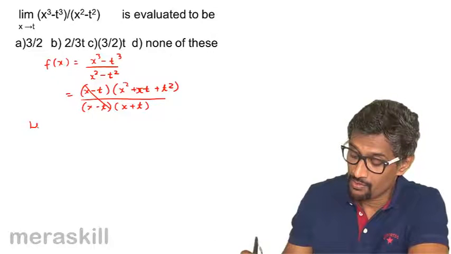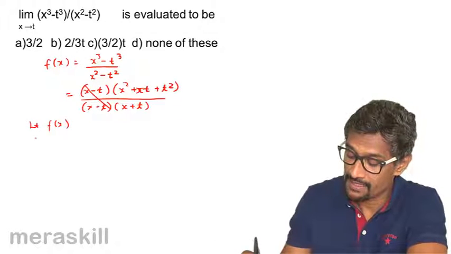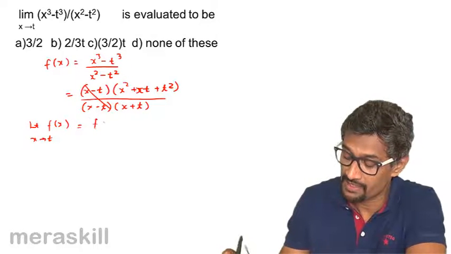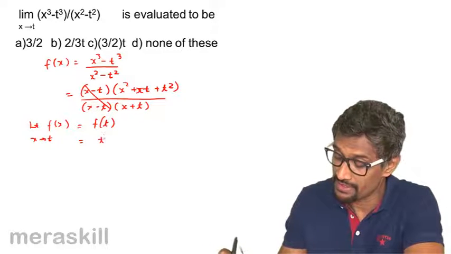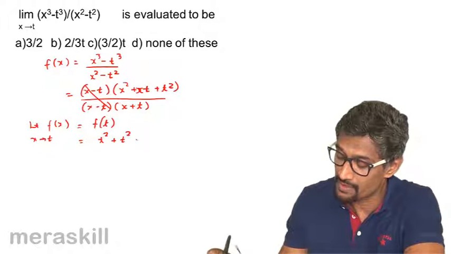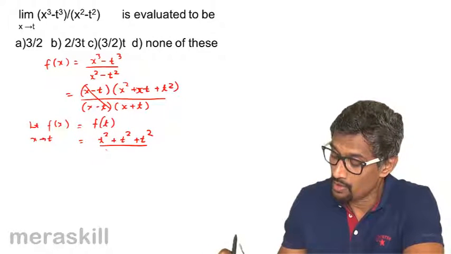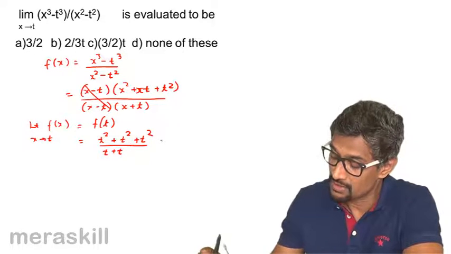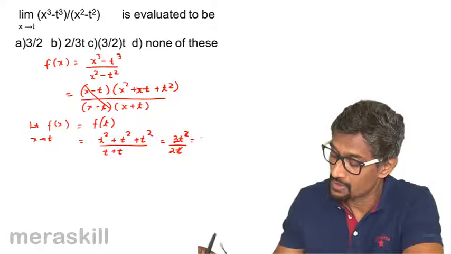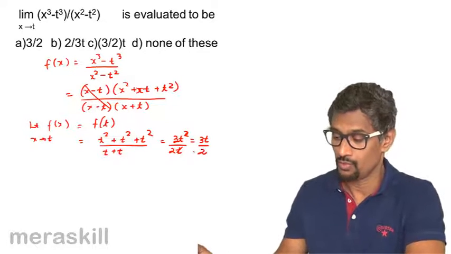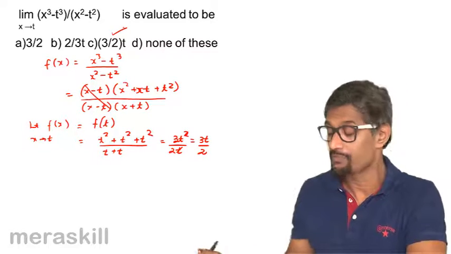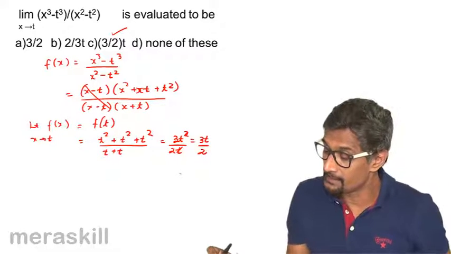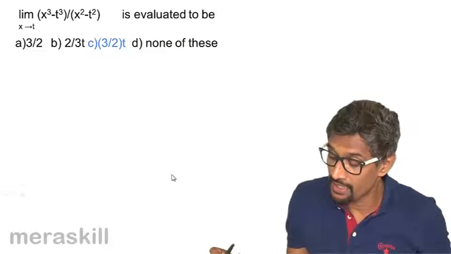Now limit of f of x as x approaches t will be the same as f of t now, which will turn out to be, instead of x you substitute the value of t, so you get t square plus t into t plus 1 more t square upon t plus t, which will turn out to be 3t square upon 2t, which is 3t upon 2. So among these, 3t by 2 is the right answer. Okay, we do have it that way.